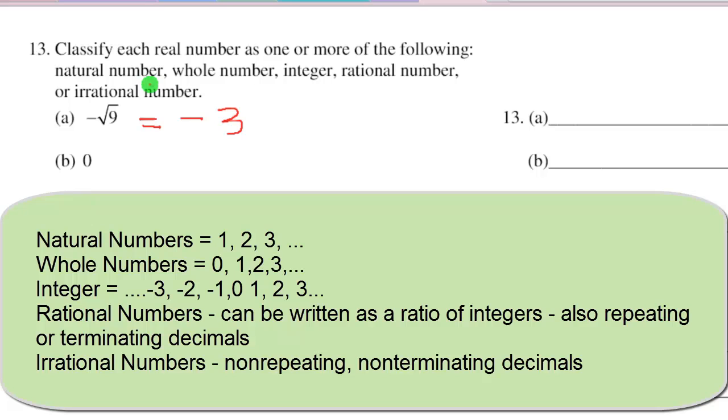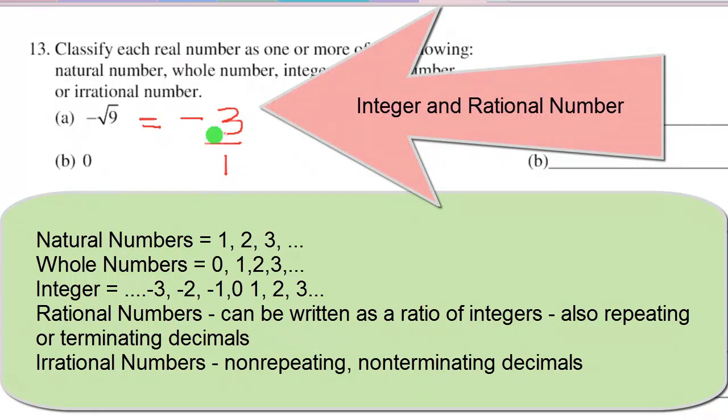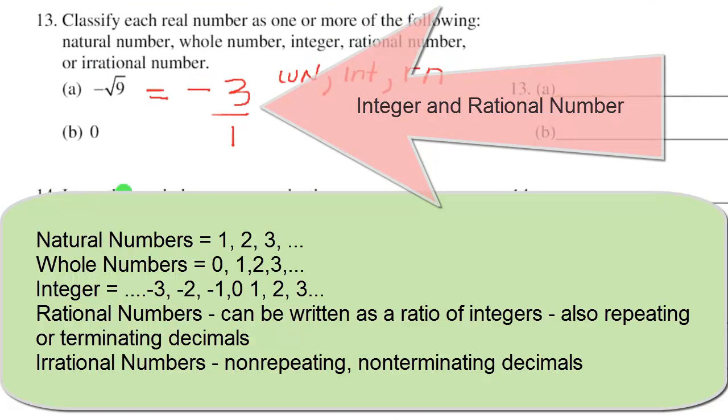So now let's compare. Now negative 3 is not a natural number because natural numbers only have positive numbers. It's not a whole number because whole numbers only have positive numbers. But it is an integer. Excuse me for having written that that was a whole number. It is not a whole number, but it is an integer, and it's also a rational number because we can write this as the ratio of negative 3 over 1. So integer and rational number. Excuse the mistake there on part A.